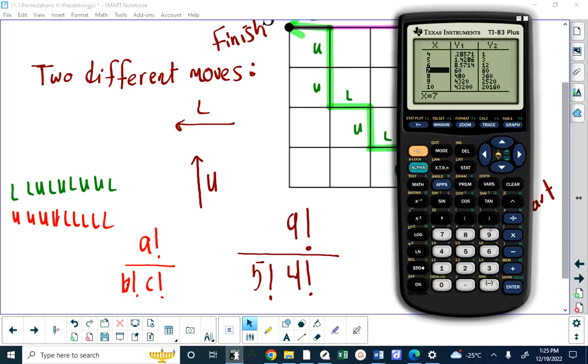So 9 factorial divided by 5 factorial, 4 factorial also divided by 4 factorial. I think we've stumbled across this way of thinking, for me anyway. You could put brackets around the 5 factorial times 4 factorial, or you could just say I have to divide by both. Regardless, the answer is 126.